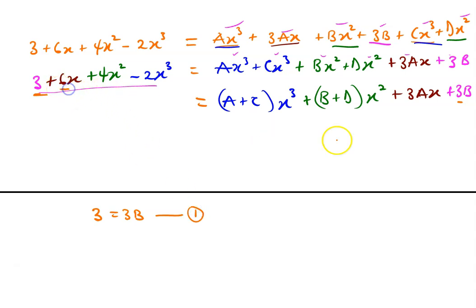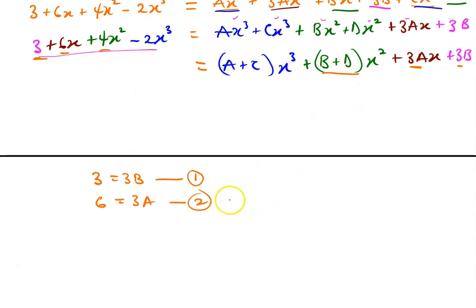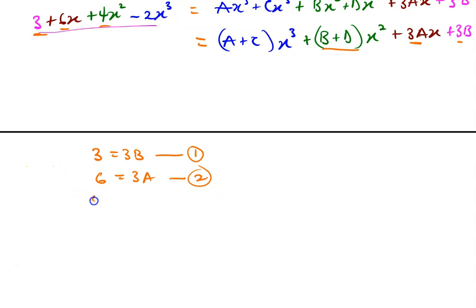Then the x values, that is 6 is equal to what? 3a. That's equation 2. Then 4 is equal to what? b plus d. That's equation 3. The last one, minus 2 is equal to a plus c. That's equation 4, sorry.